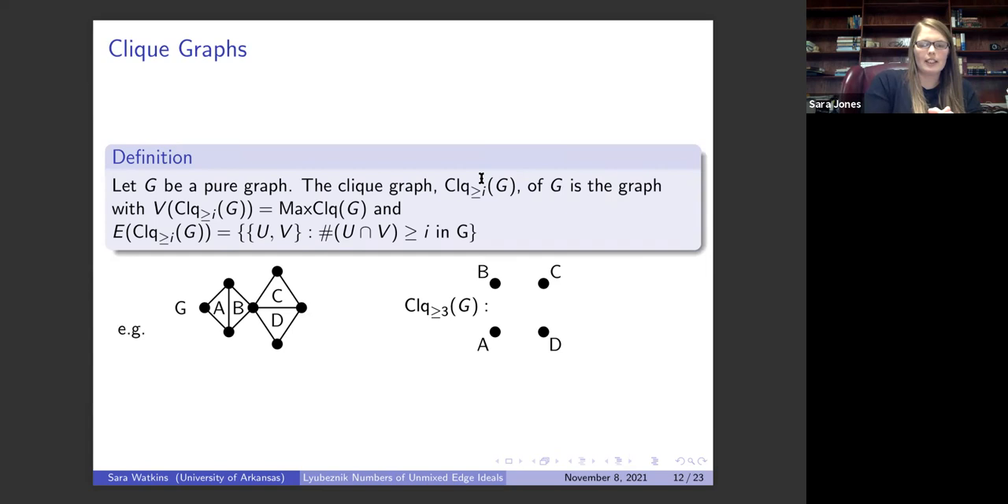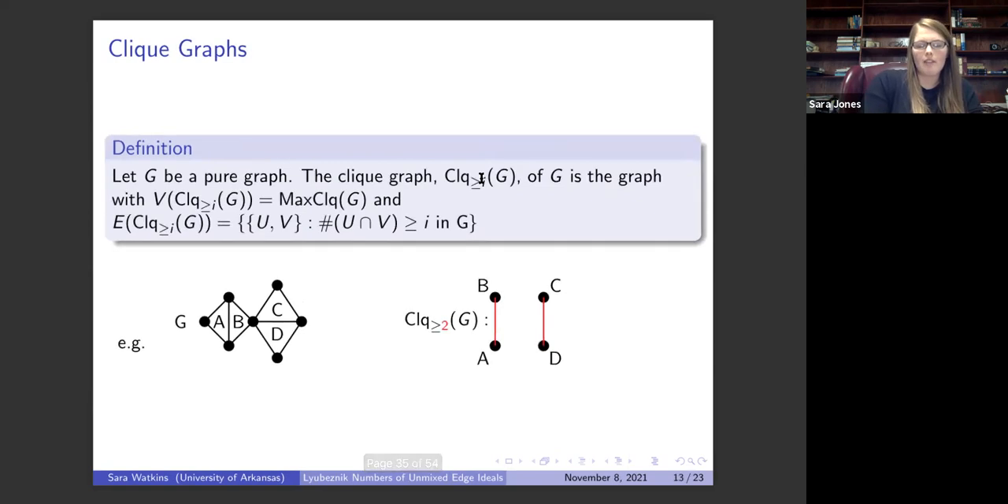Notice that none of our pairs of vertices intersect at a triangle, and so there's no edges in that clique graph. Whereas in the 2-clique graph, the edges are representing intersections of size 2, and notice A and B in your graph G, those maximal cliques intersect at an edge, which is a clique of size 2, and the same for B and D, so they get an edge between them. The 1-clique graph, they get an edge if the intersection in G is size at least 1. So you definitely keep A and B and C and D since the size of that intersection was 2. But you also pick up the edge BD and the edge BC in the clique graph, since maximal cliques B and C intersect at a point, and so do B and D.